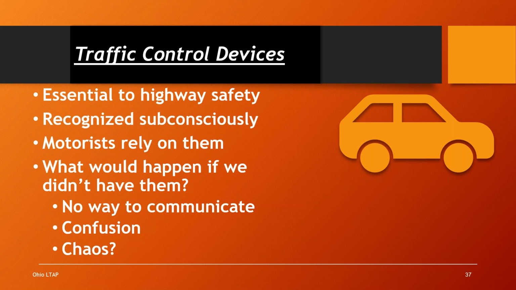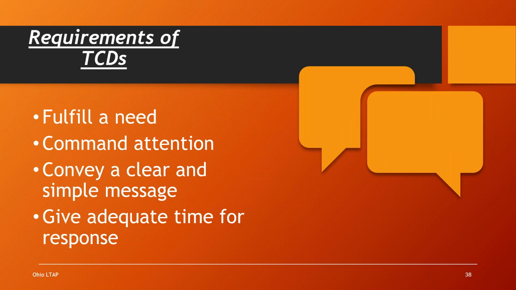Okay, so our traffic control devices, they are essential to highway safety. They're recognized subconsciously by the motoring public. Motorists rely on them. And like I said, I don't know how else we could alert them of our work zones. How else could we communicate to them? So we really need these traffic control devices. And we have requirements for our traffic control devices. They must fulfill a need. They must command attention. They must convey a clear and simple message. And we need to place them so they give adequate time for the motorist to respond the way we want them to respond.